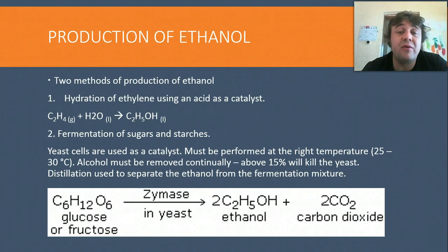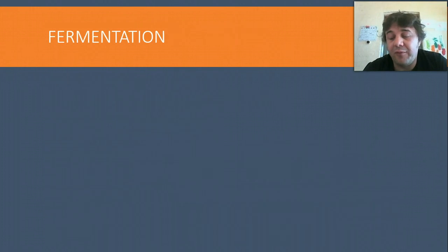Okay, and here's the equation. It's essentially glucose or fructose goes to ethanol and carbon dioxide, in the presence of zymase, and there are actually 3 enzymes that are involved. But as we said, it's a complex reaction, and we just look at it in a very summarized form.